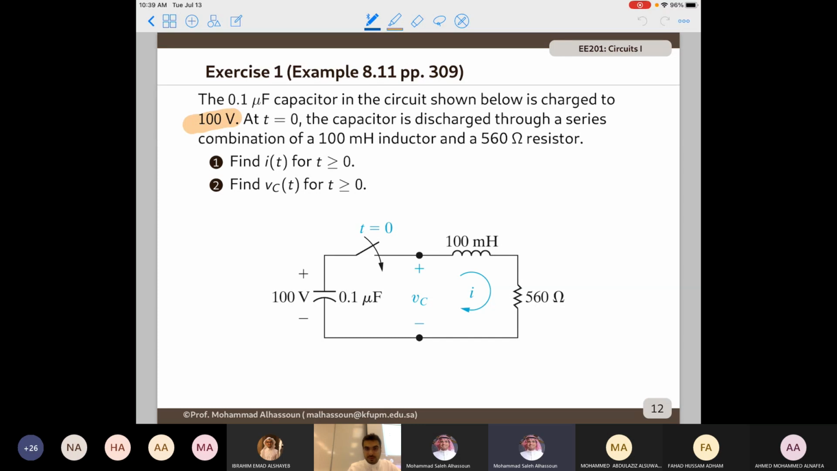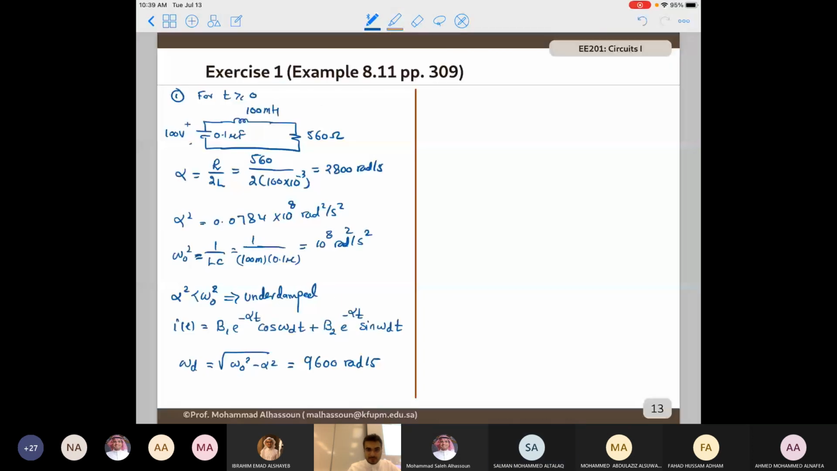It's not given in the question, but what's the initial value of the current? Salman? I think it is 0. Yes, why? Because the switch was open. Yes, because we have an open circuit. Exactly. So the initial value of the current is 0.